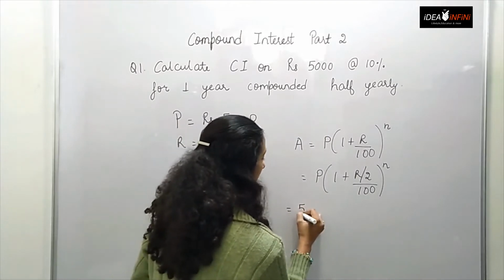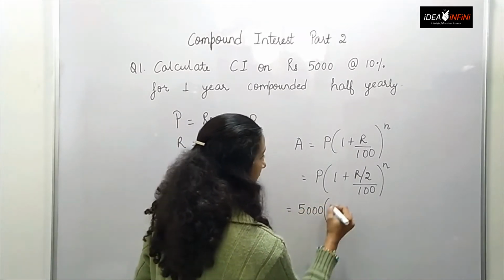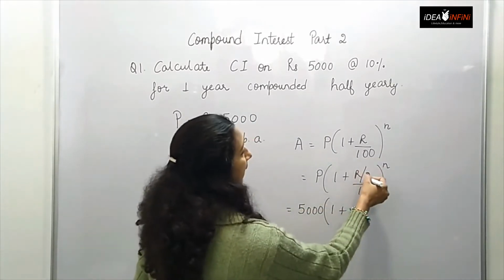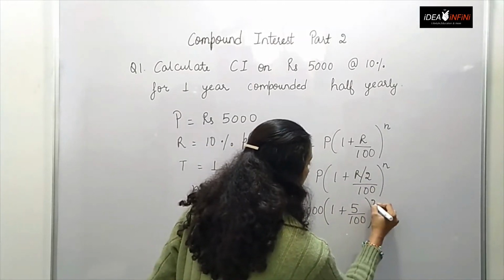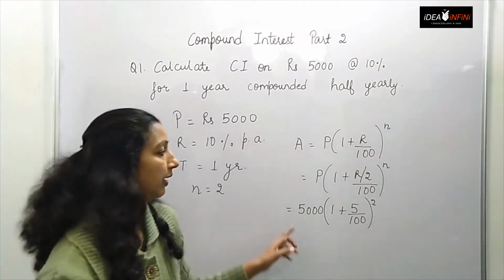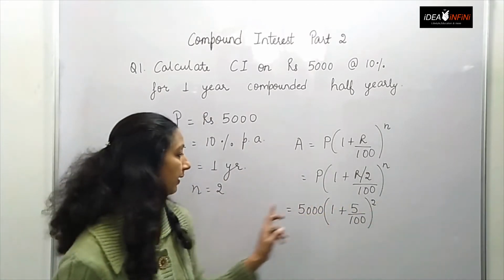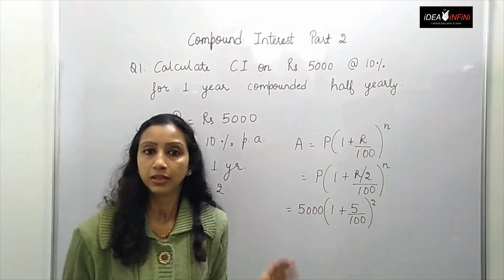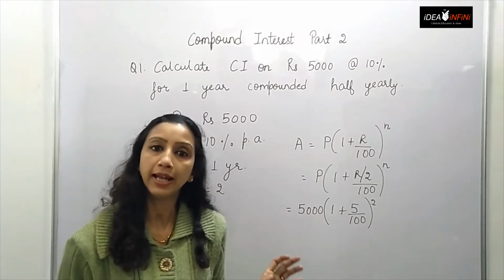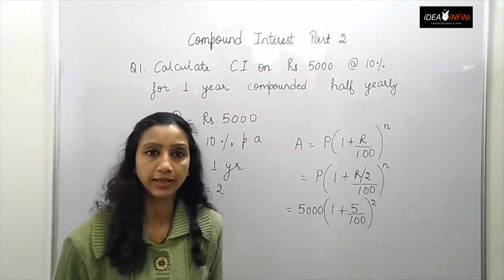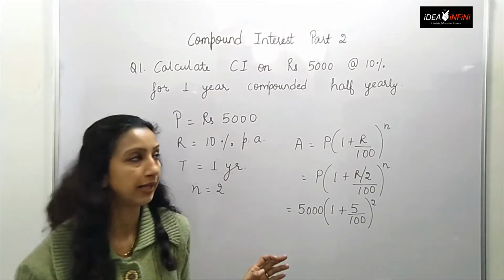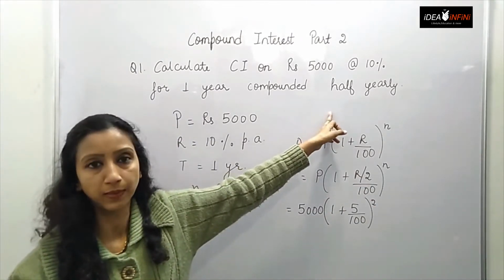Now when I put in the values, 5000 for the principal, 1 plus 10 by 2 is 5 by 100 and N will become 2. Not 1 year. It will be 2 time periods. There are 2 time periods of 6 months each in a year. So N becomes 2 and the rate of interest is divided by 2 because it is per annum given and I am taking 6 monthly interest.